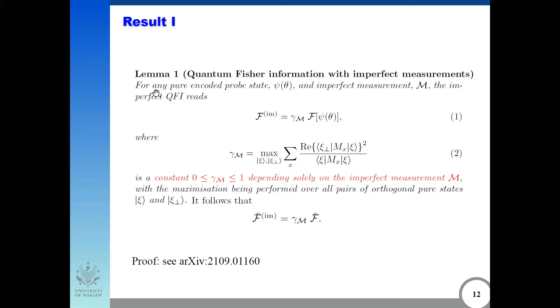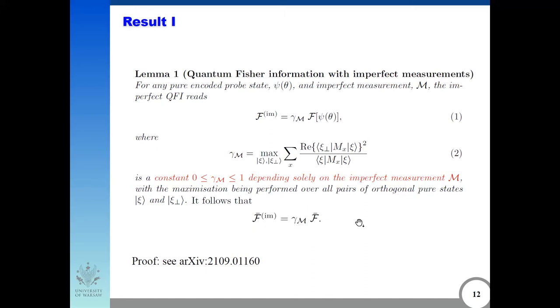In particular, we proved Lemma 1, which says that for any pure encoded probe state, and any imperfect measurement M, the imperfect QFI is related to the perfect QFI by a constant gamma M, where gamma M looks like equation 2. It is a quantity bounded between 0 and 1, and importantly, it depends only on the imperfect measurement. The maximization in equation 2 is over all pairs of orthogonal pure states. Since gamma M is independent of the state, when I maximize over the state to get the channel quantum Fisher information, the same relation holds with this same constant.